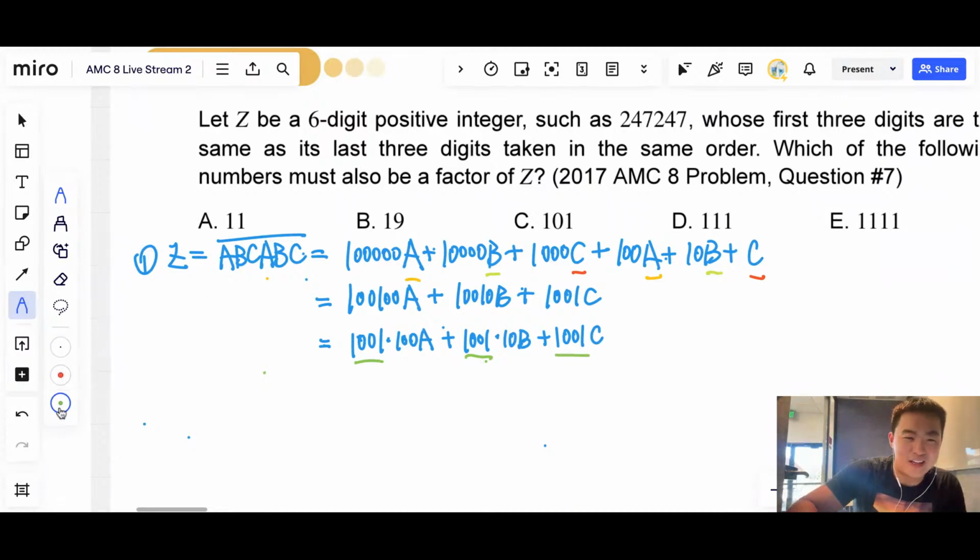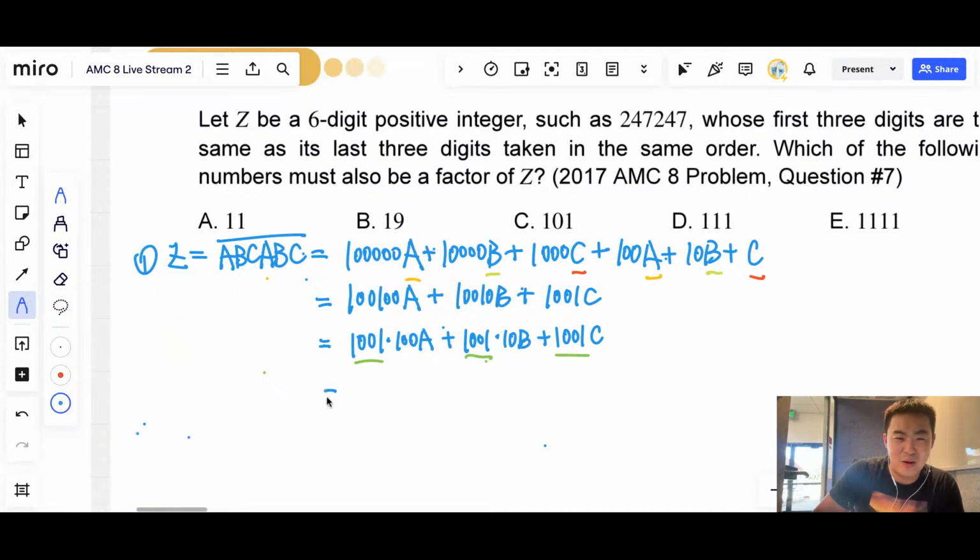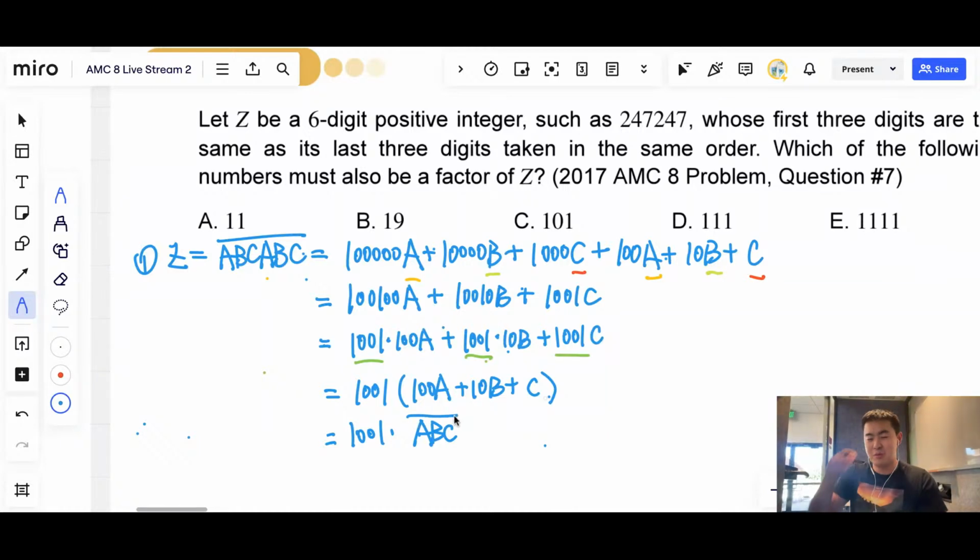Good. So we can again apply what rule? The distributive law, one more time. We pull out the common number, which is 1001, and whatever is left over should be put into the bracket. In the first term we are leaving 100A, in the second term we are leaving 10B, and in the third term we are leaving just C. So we should have 1001 times (100A + 10B + C), which is the 3-digit number ABC. You put a little horizontal bar above it to denote that it's a number.